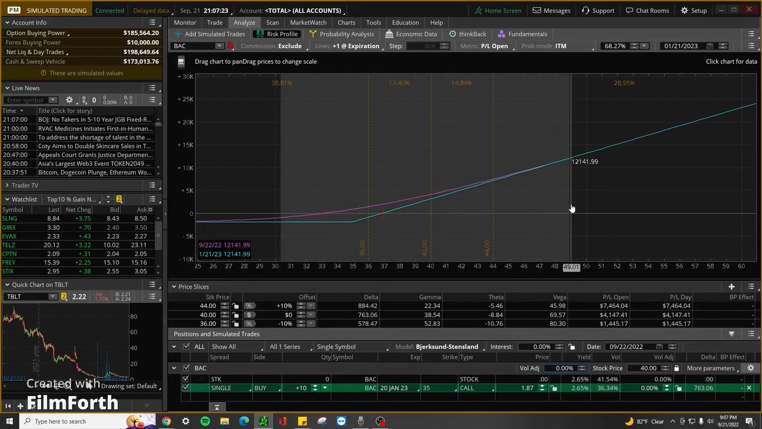In this case, if you did not want to use this particular way of analyzing a strategy, you can also use paper trading, which is the platform I'm on right now. But this is basically how you use the risk profile section of this subtab.